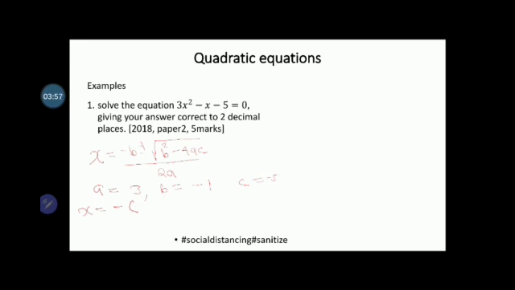We have b is minus 1, plus or minus the square root of negative 1 squared minus 4. Our a is 3 and c is minus 5, over 2a, and our a is 3.